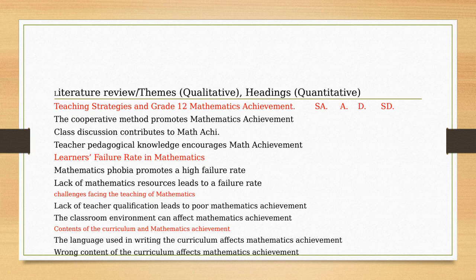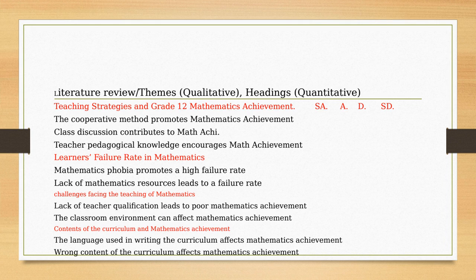So don't use yes or no. Don't use true or false. However, if somebody ticks strongly agree and another person ticks agree, both of them are positive. If somebody ticks disagree and strongly disagree, both of them are negative. So you can put numbers. Strongly agree is 4, agree is 3, disagree is 2, and strongly disagree is 1.